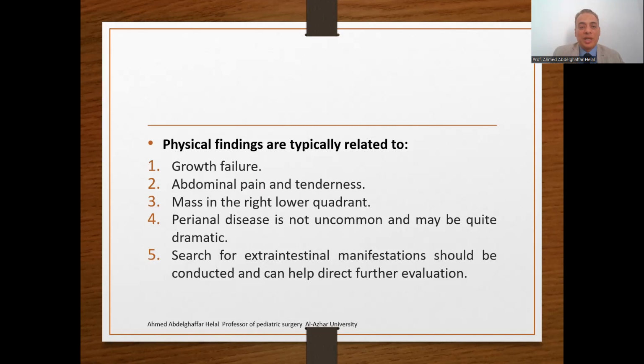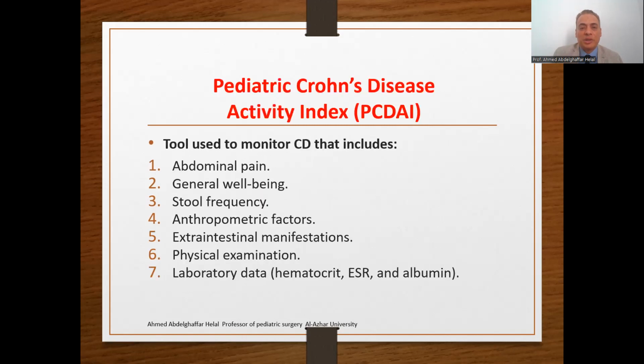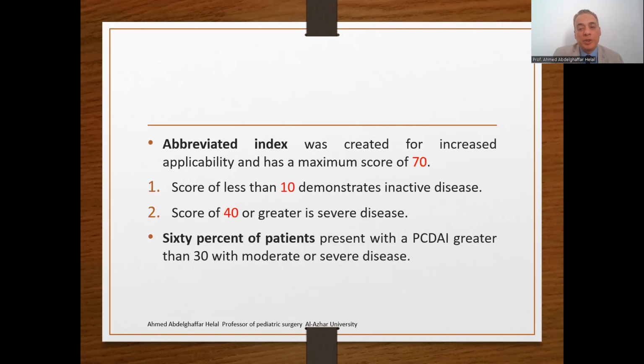Also, the physical findings related to IBD should be assessed, including growth failure, abdominal pain and tenderness, mass, perianal disease, and extraintestinal manifestations. The Pediatric Crohn's Disease Activity Index is also used to monitor Crohn's disease, including abdominal pain, general well-being, stool frequency, extraintestinal manifestations, physical examination, and some laboratory data. The score here is formed of about 70 points.